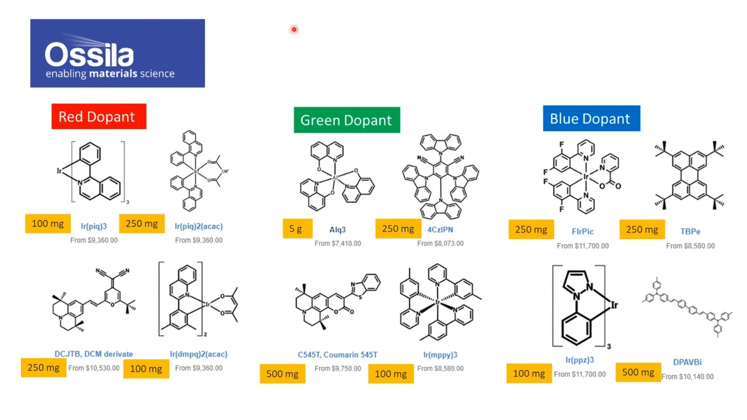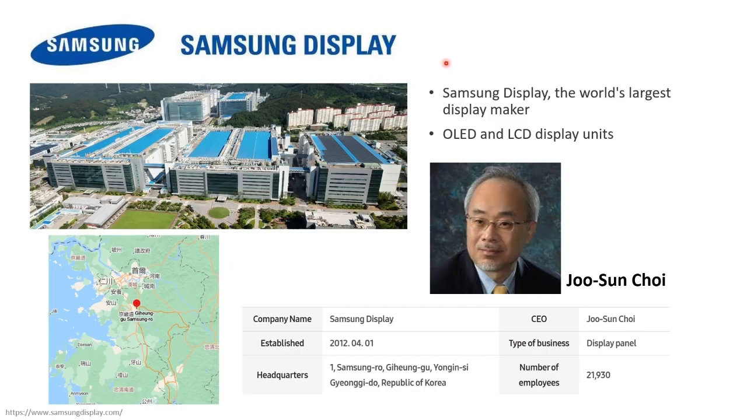And next, the Ossila website also offers a collection of blue, green, and red dopant materials. As you can see, the cost of these OLED materials tends to be relatively high. Who manufactures our OLED panels?